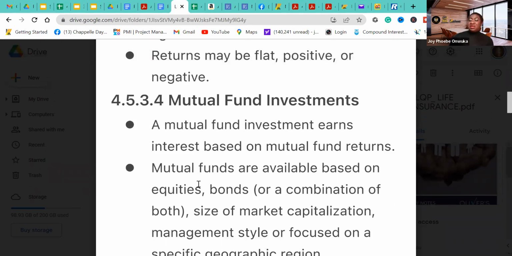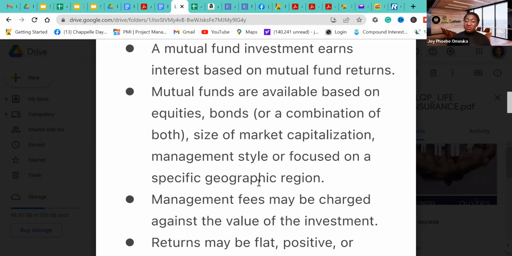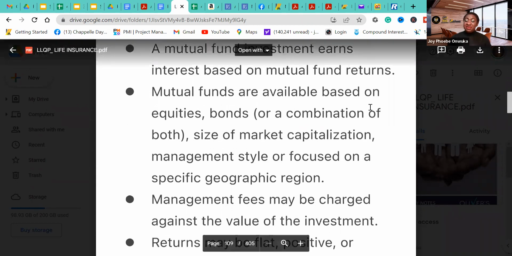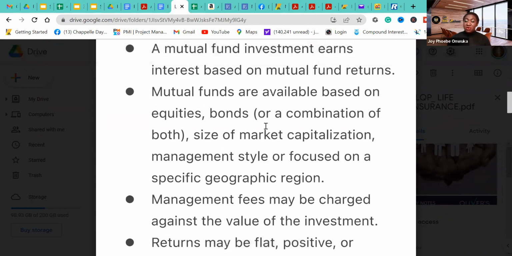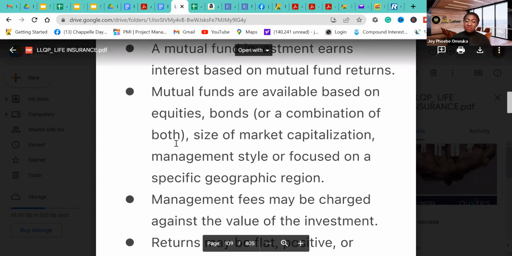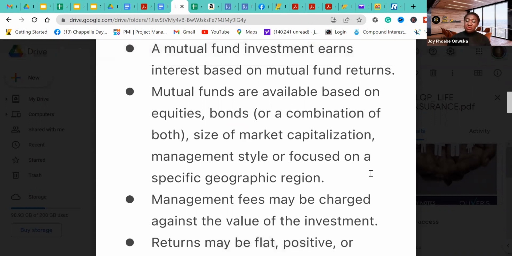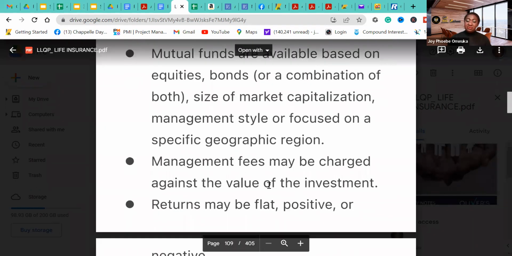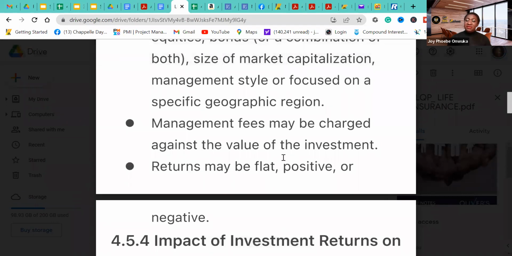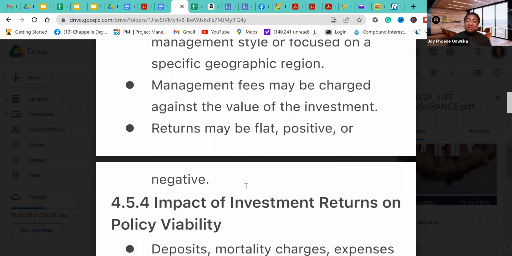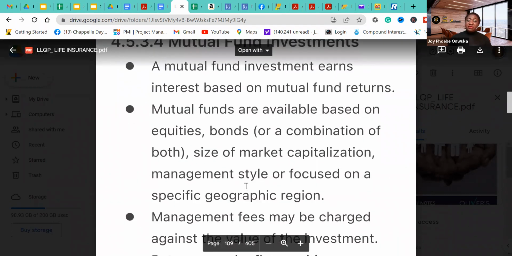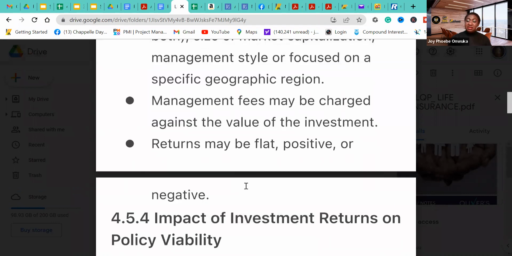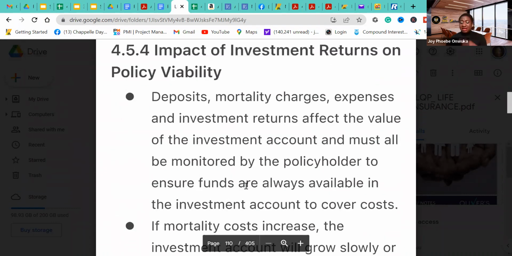A mutual fund investment earns interest based on mutual fund returns. Mutual funds are available based on equities, bonds, or a combination of both, size of market capitalization, management style, or focused on a specified geographic region. Management fees may be charged against the value of the investment. Again, mutual fund investment returns may be flat, positive, or negative. Okay?